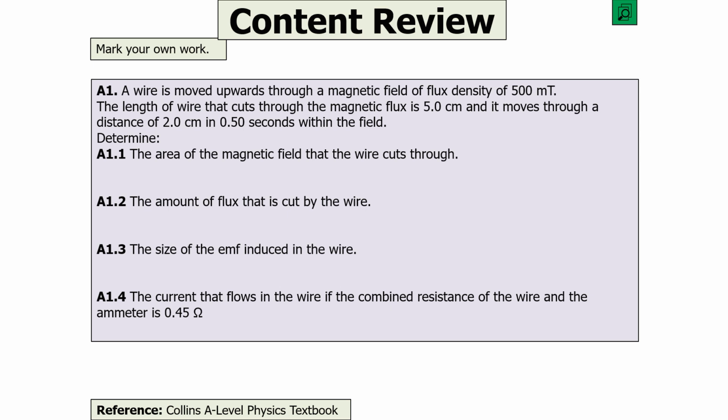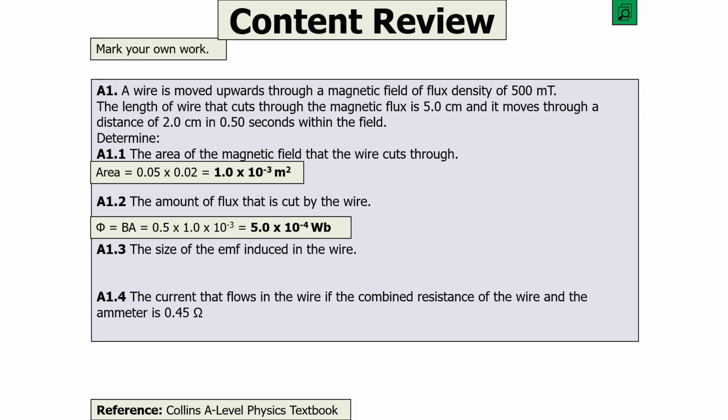So you've been told here that it's going to be an object with a length of wire which is 5 centimeters and a distance of 2 centimeters. So you convert those into meters and you get 1 times 10 to the minus 3 meters squared. The amount of flux, well, flux is equal to BA, so you've got B, which you know to be 500 times 10 to the minus 3, or 0.5, multiply that by the area you just worked out, and we get 5 times 10 to the minus 4 Webers.